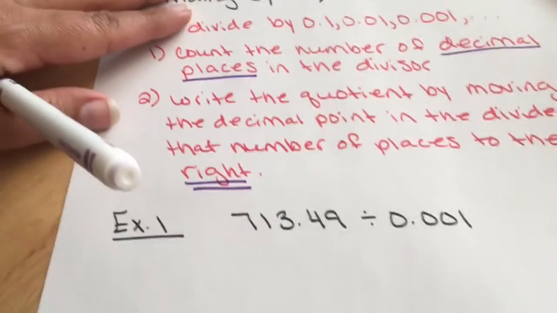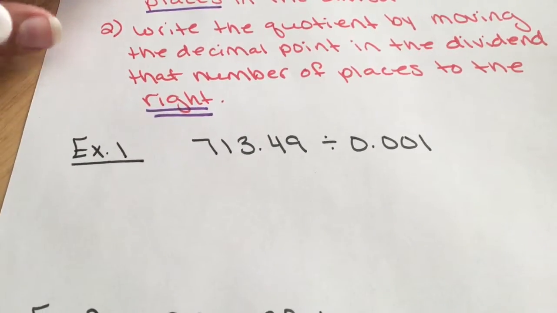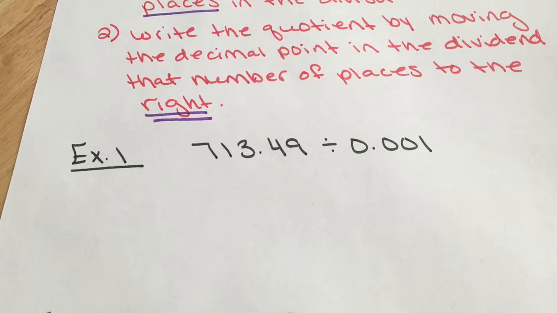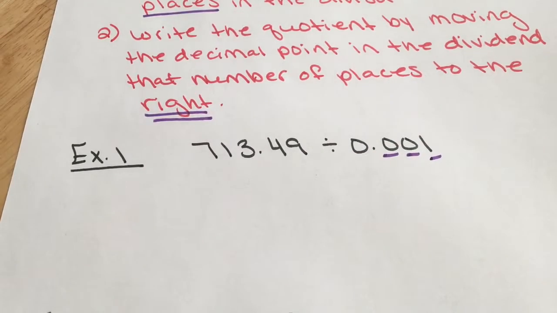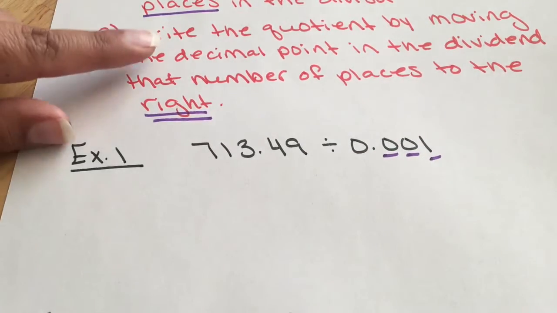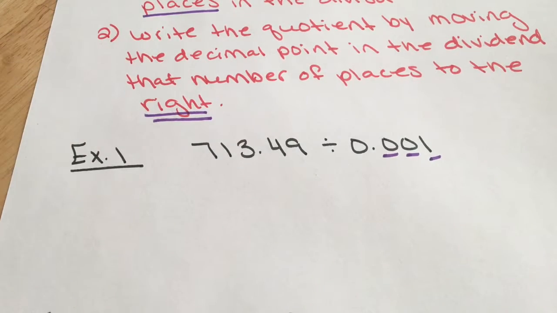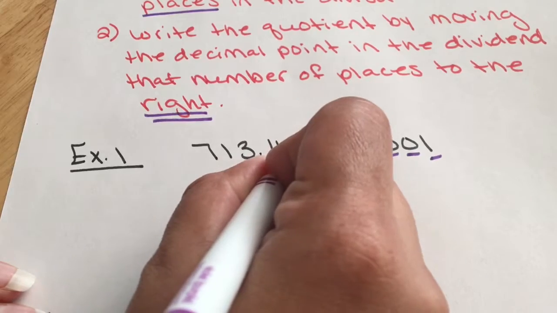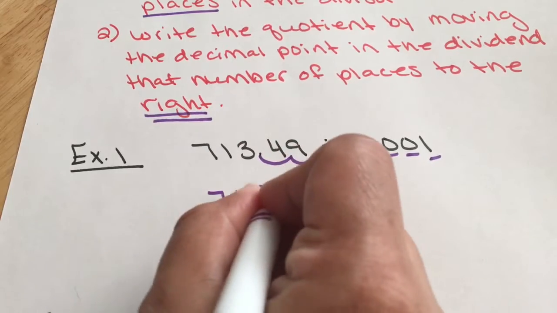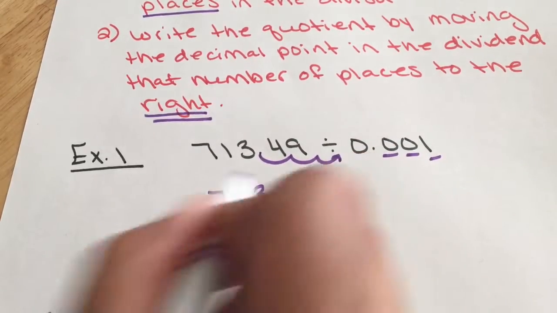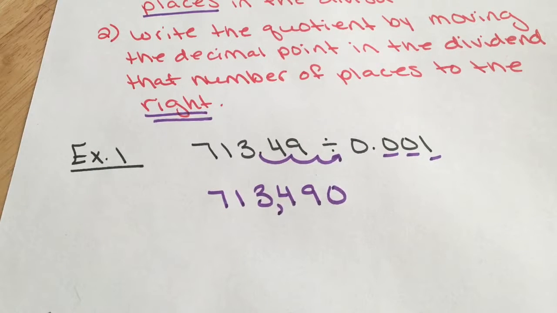So let's look at our first example. This time we have 713.49 divided by 0.001 or 1/1000. So our first step tells us to count the number of decimal places. So there's 1, 2, 3 decimal places in the divisor. Our second step tells us to write the quotient by moving the decimal point that many places to the right. So I'm going to move this decimal 1, 2, 3 to the right. I will have to add that extraneous 0 for a placeholder. And when I do, we end up with the number 713,490. And that is our answer.